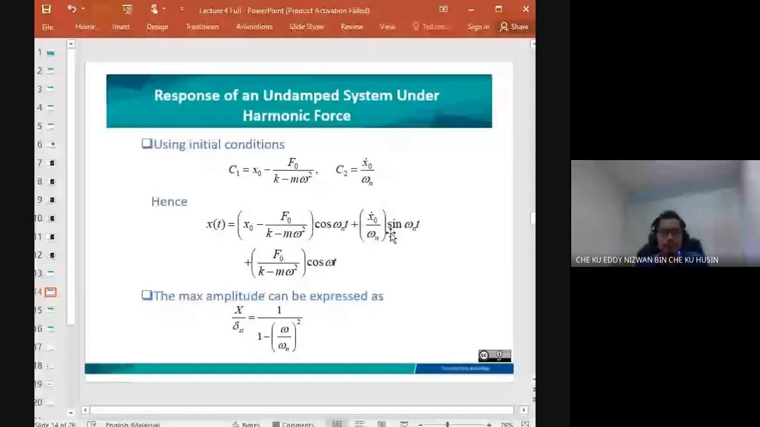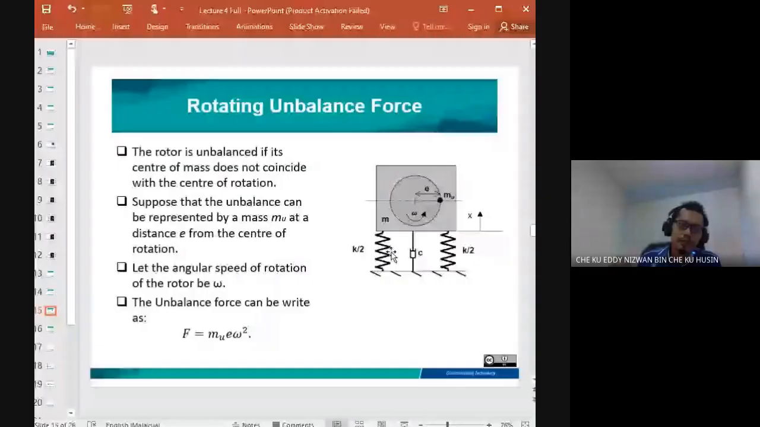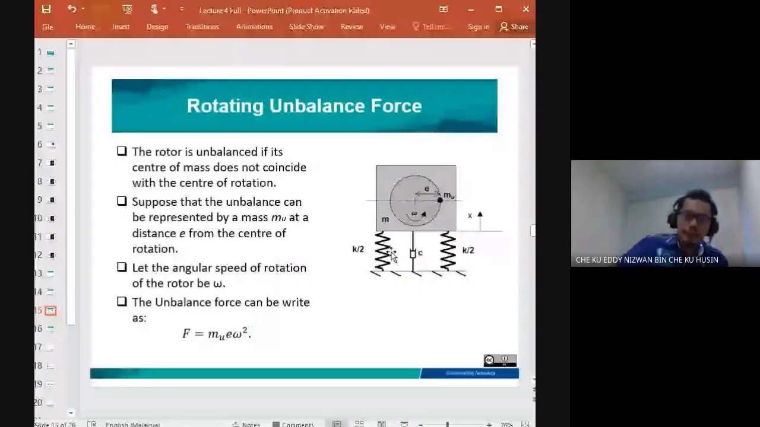So this one is actually part of the example. Actually, there are a lot more forces that can be induced in harmonic form. But one of the most popular options is considered the unbalanced force. The unbalanced force occurs when there is a rotating system and there is an unbalanced mass. When it's rotated, it can produce the unbalanced force. So the harmonic force depends on the speed.